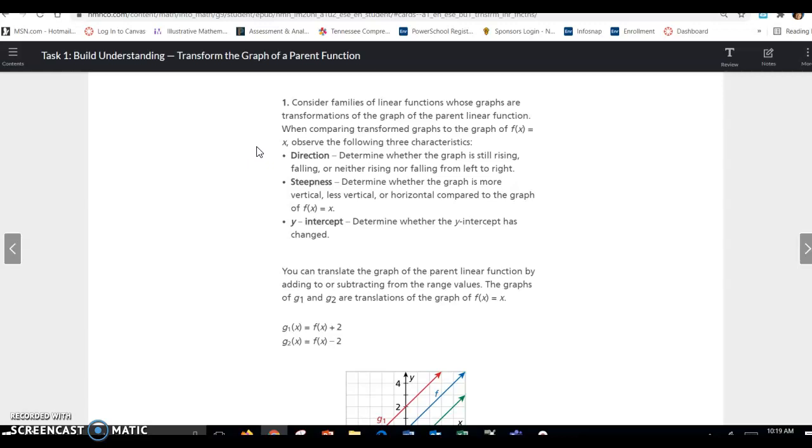All right, so you're going to decide if the direction of the graph is still rising, falling, or neither. And you always look at the graph from left to right. You're going to determine whether the graph is more vertical, less vertical, or horizontal compared to the graph of the parent function. And you're going to determine whether the y-intercept has changed.